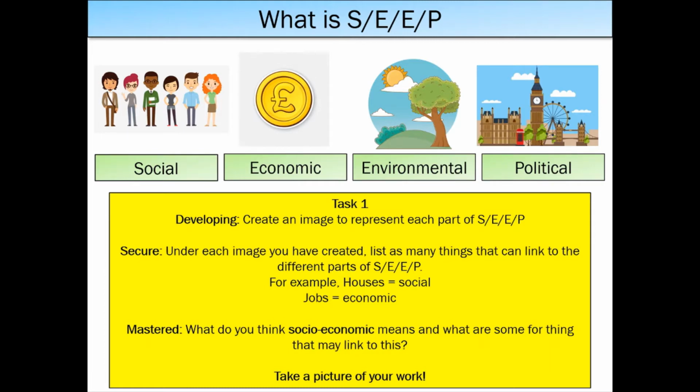So for example, houses equals social because that links to people. People live in houses. If they don't have houses, that's affecting them because they have nowhere to live. Okay, jobs has links to economic because that's to do with money, people making money. So anything that links to any parts of SEEP.